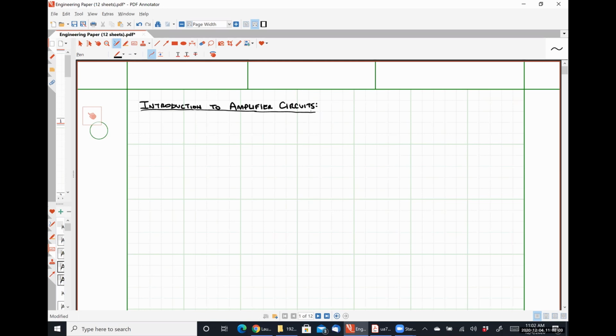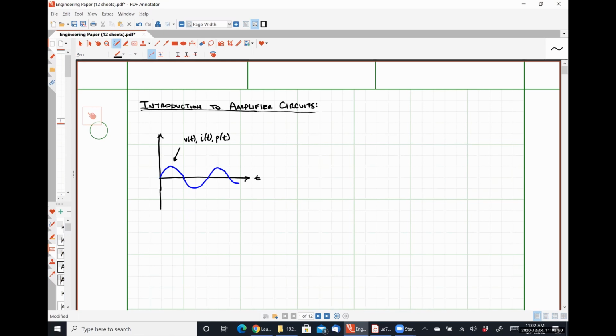Let's say that I have a signal. Varies in time. Like so. And this signal could be representative of a voltage waveform, a current waveform, or a power waveform.